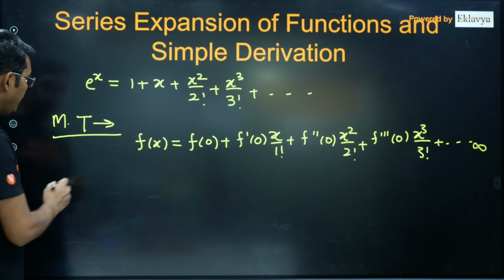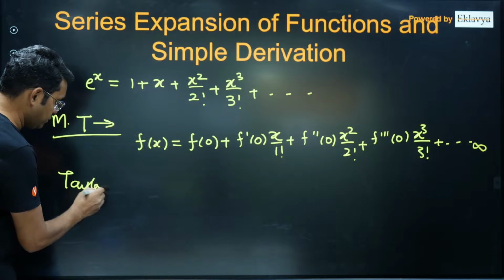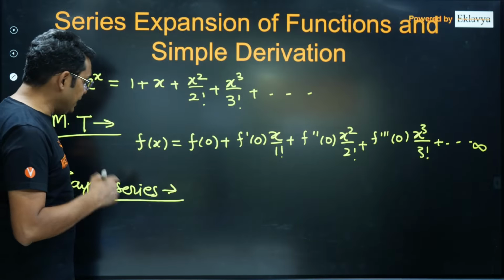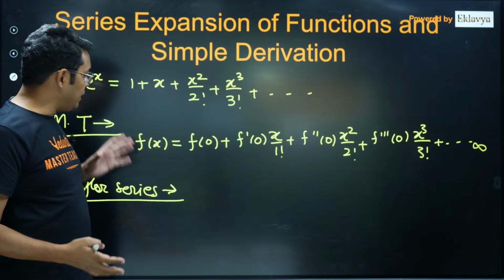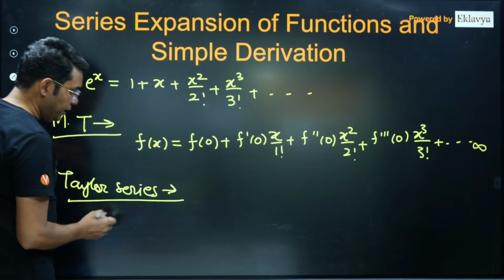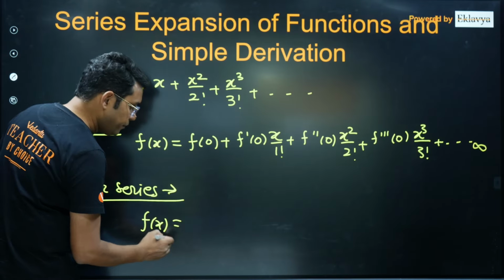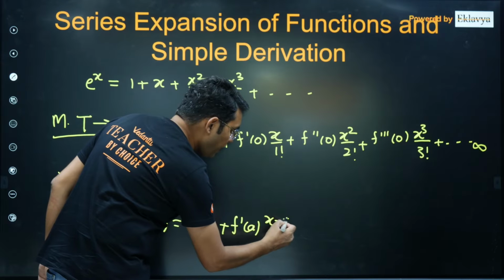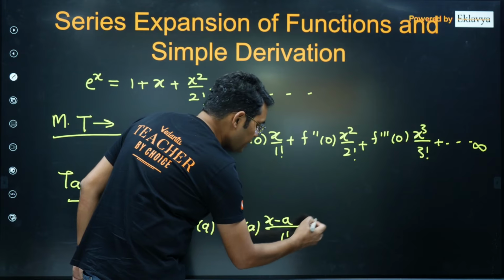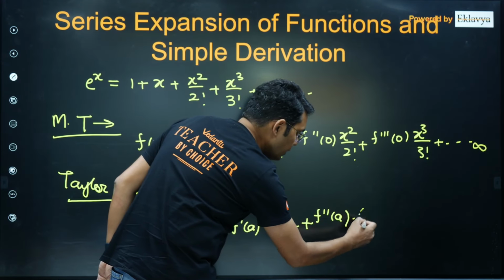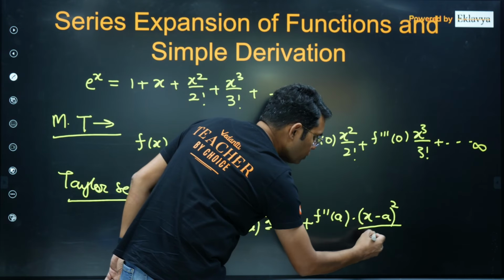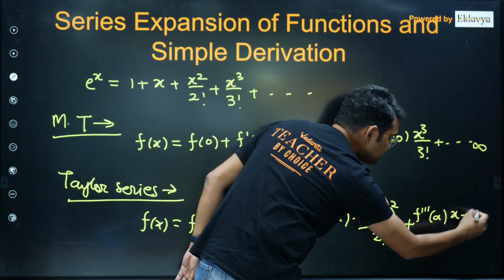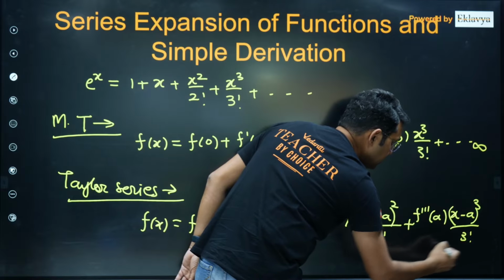One more thing I would like to talk about, and that is Taylor's series. That was Maclaurin's theorem. This is Taylor's series. He gave a more general result than Maclaurin's theorem. He said that you can write f(x) as f(a) plus f dash a into (x minus a) upon 1 factorial, plus f double dash a into (x minus a) whole square upon 2 factorial, plus f triple dash a into (x minus a) whole cube upon 3 factorial, and so on.